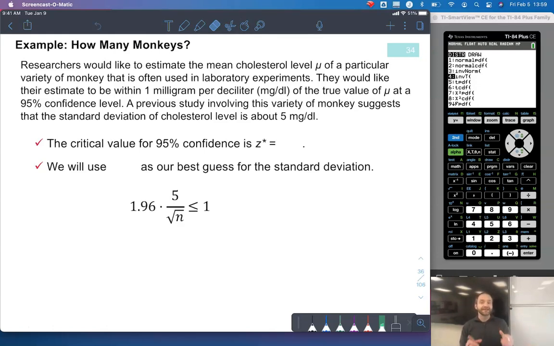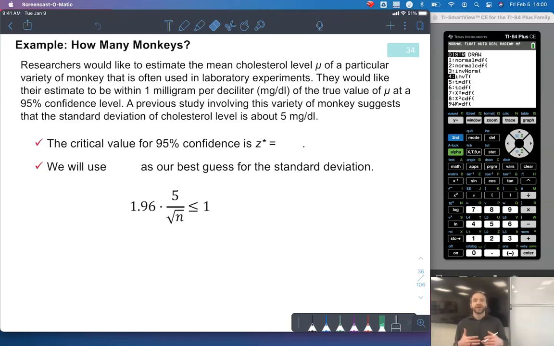A previous study was done, and it suggests the standard deviation of cholesterol level is about 5 milligrams per deciliter. So notice it says a previous study, so that's kind of telling us what we're going to be using for our population standard deviation. That was talked about previously when we looked at the different ways to work with your margin of error. So if I have a 95% confidence level, we want to figure out what is our critical value, what is our Z star.